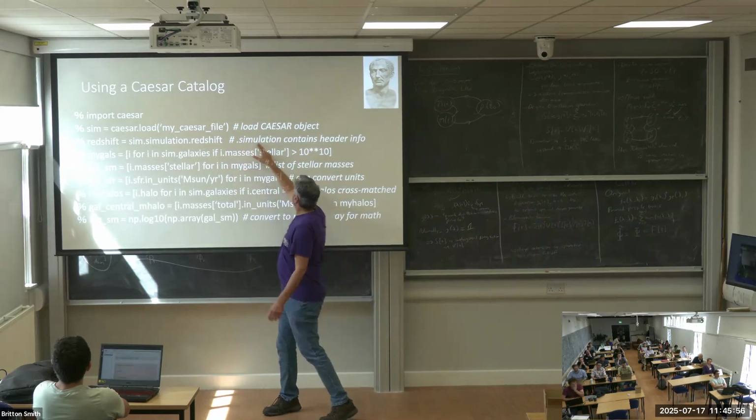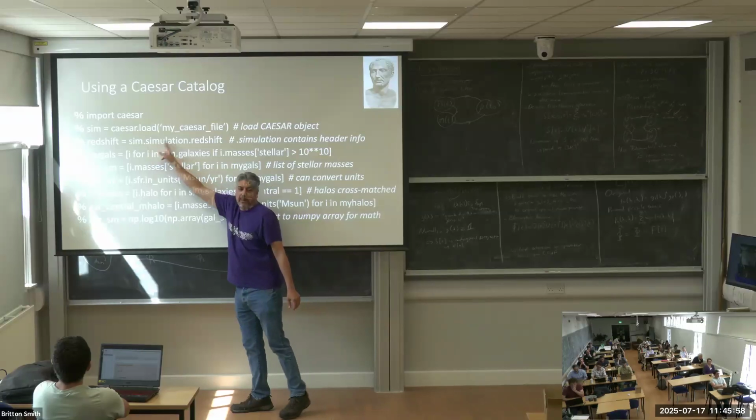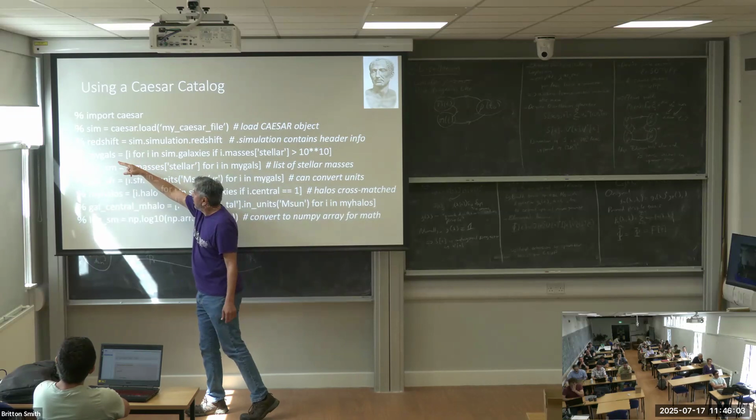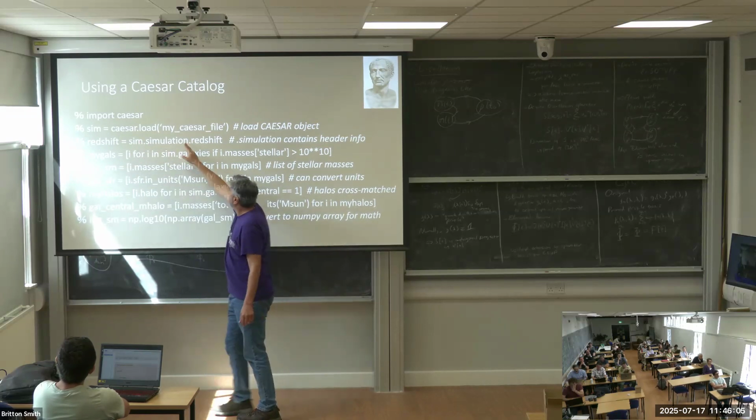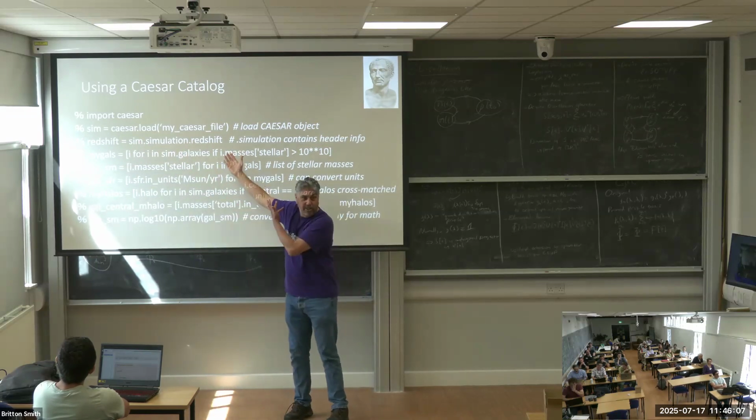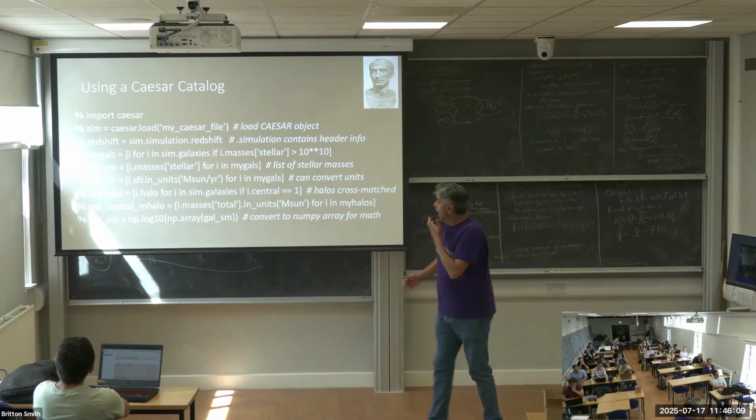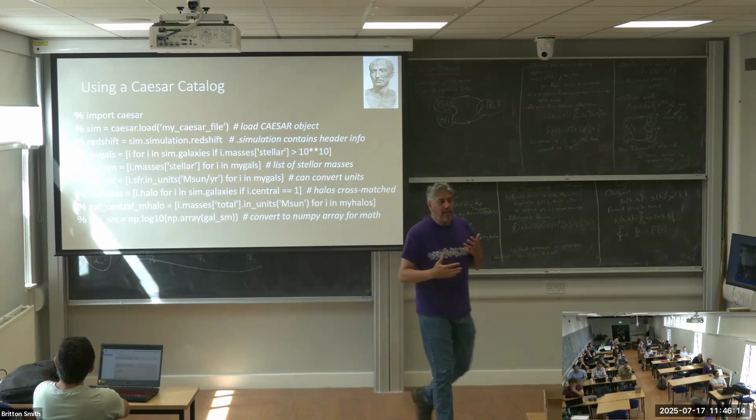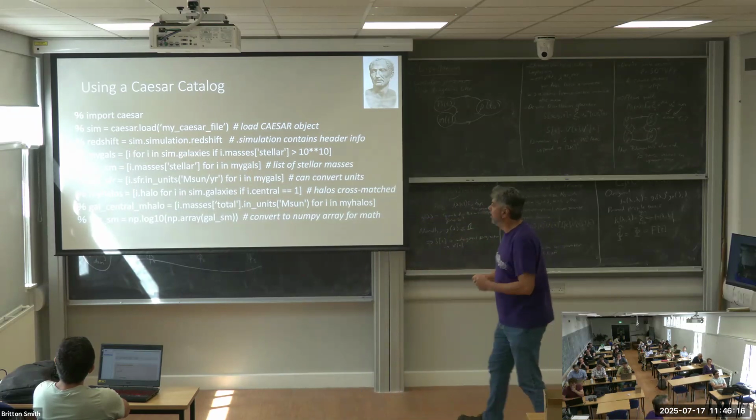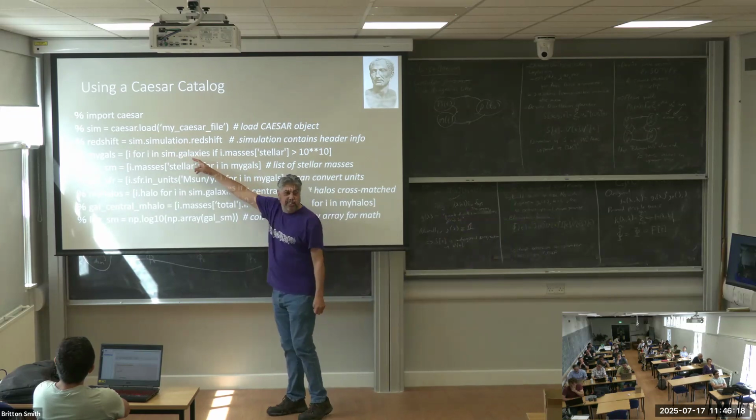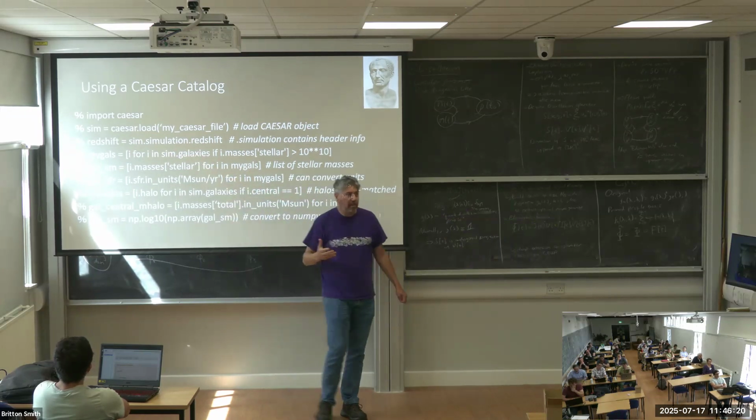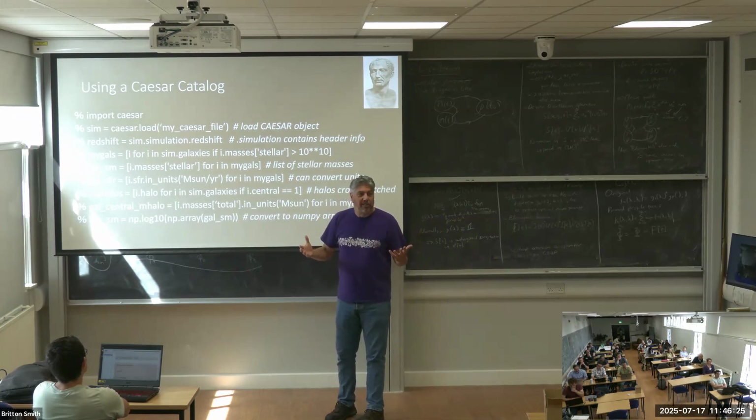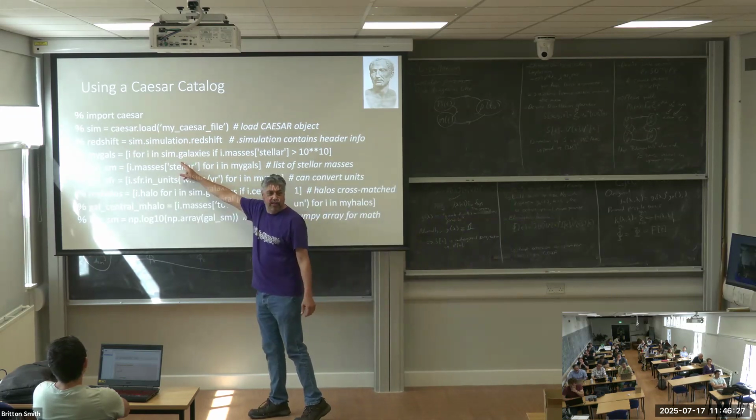Then again, there's this thing called dot simulation. I'm loading in this catalog as sim. Then sim.simulation has all this header information, for instance, redshift, something like that, and much more, of course. Now we have these sort of objects, these galaxies and halos, right? And they are really like Python objects, right? So you can do list comprehension, for instance.